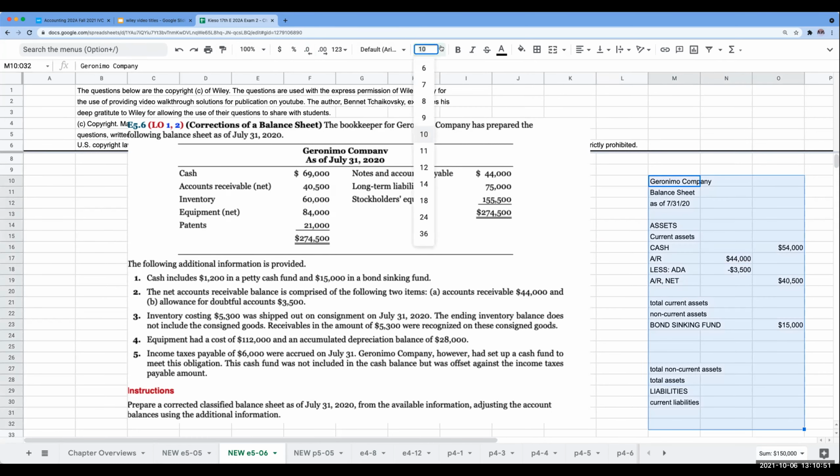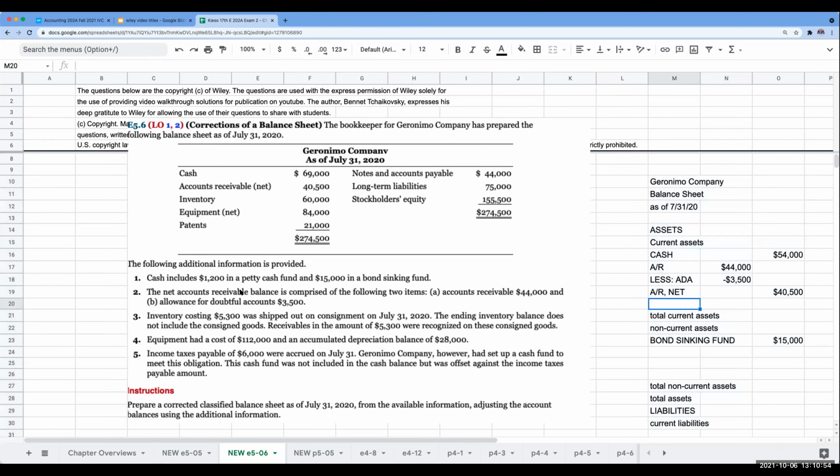And let's just make this a little bit bigger. There we go. Okay. So that's letter B. Okay. So letter C, here we go. Here's some fun. Inventory costing 5,300 was shipped out on consignment on July 31st. The ending inventory balance does not include the consigned goods. Receivables in the amount of 5,300 were recognized on the consigned goods. What does consigned goods mean?